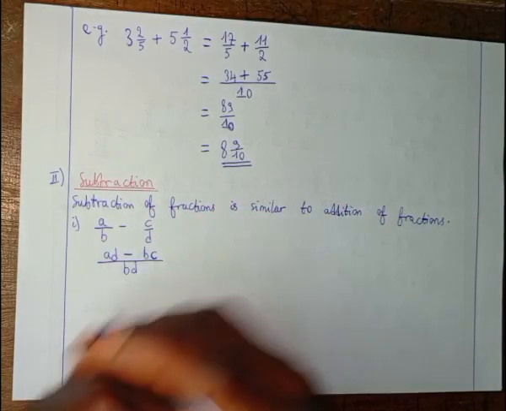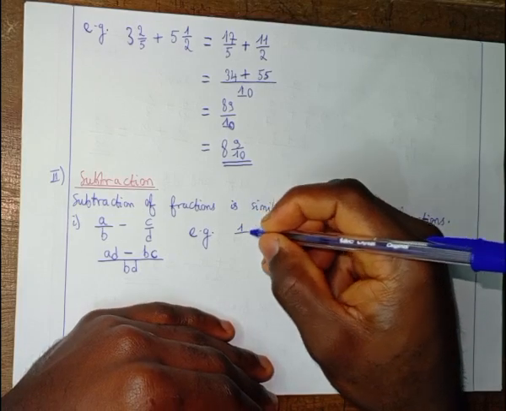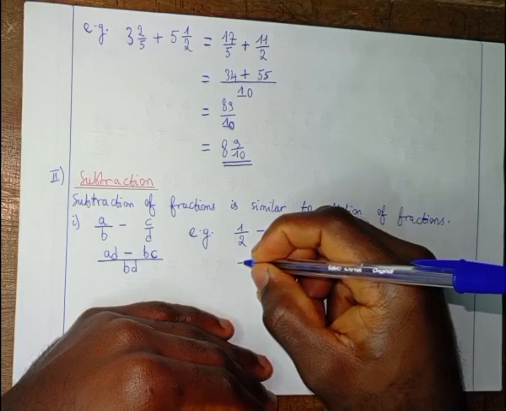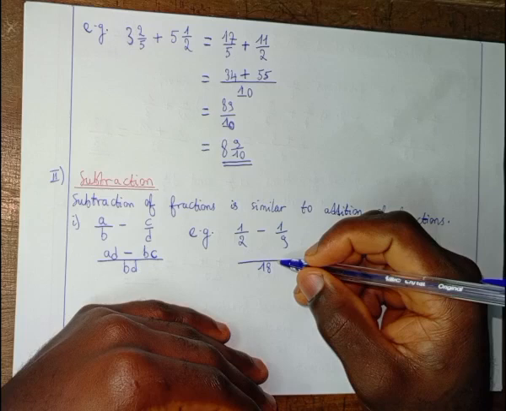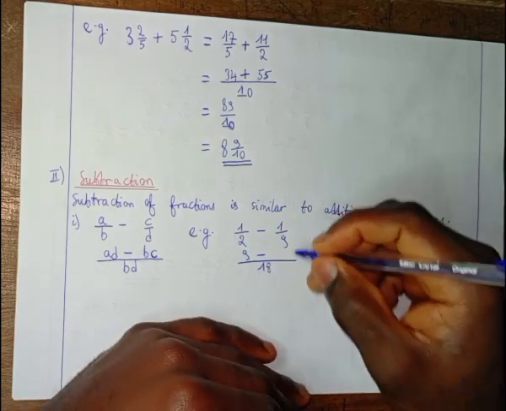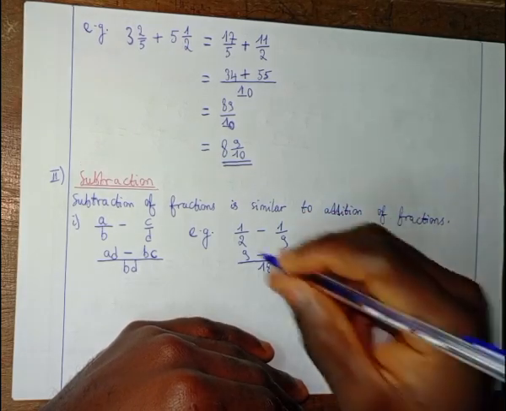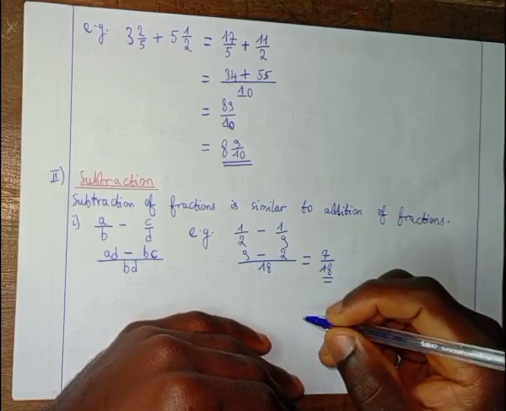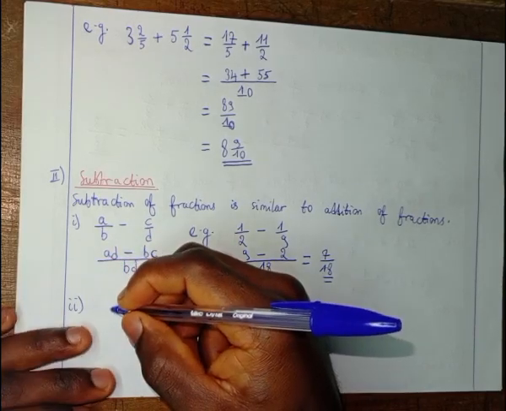Then we simplify. Let's take an example, e.g., we take a half minus 1 over 9. The LCM of 2 and 9 is simply 18. 18 divided by 2 gives us 9. 9 times 1 is 9. We bring down the operation sign, which is minus. 18 divided by 9 gives us 2. 2 times 1 is 2. This will be equal to 9 minus 2 gives us 7 over 18. This will be the answer. Go now to 2i.